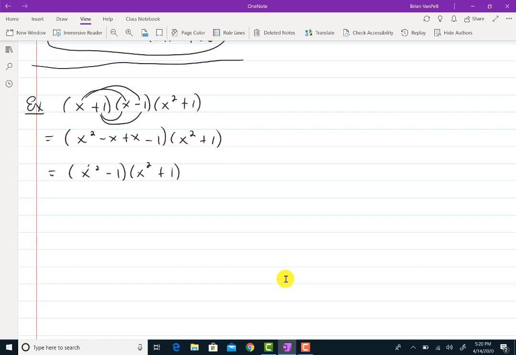So I do x squared times x squared. I'll get x to the 4th. X squared times 1 will be plus x squared. Negative 1 times x squared, negative x squared. Negative 1 times 1 will be negative 1. And my final answer is x to the 4th minus 1.